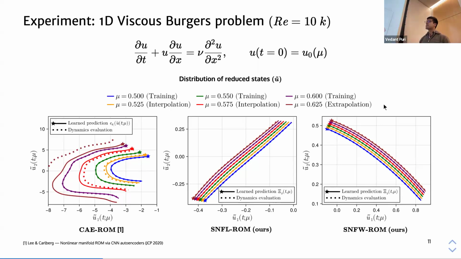On the other hand, the trajectories learned by our method, SNFL and SNFW-ROM, are near linear and they vary extremely smoothly. You can see that the dynamics evaluation, or the physics solve, matches the learned encoder trajectories near perfectly.